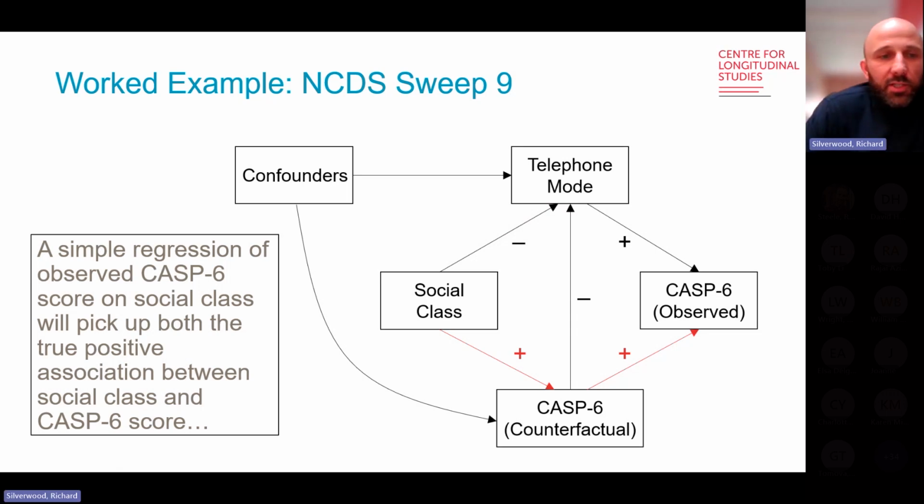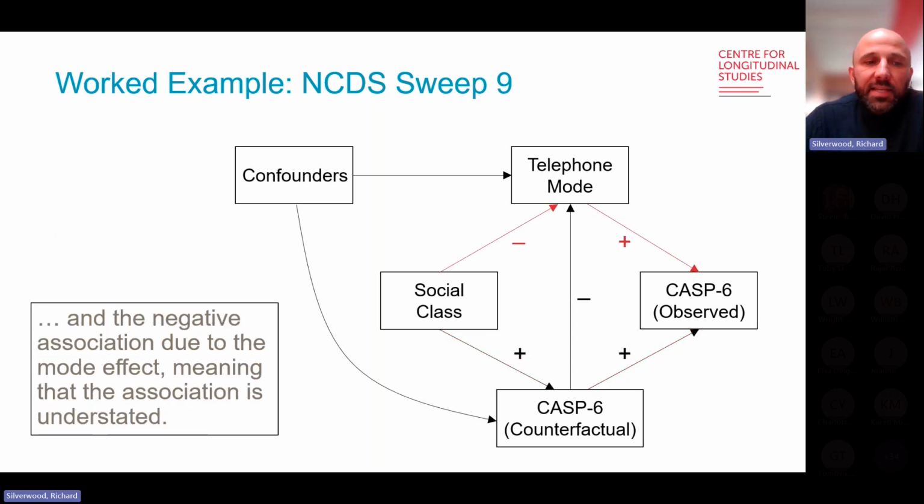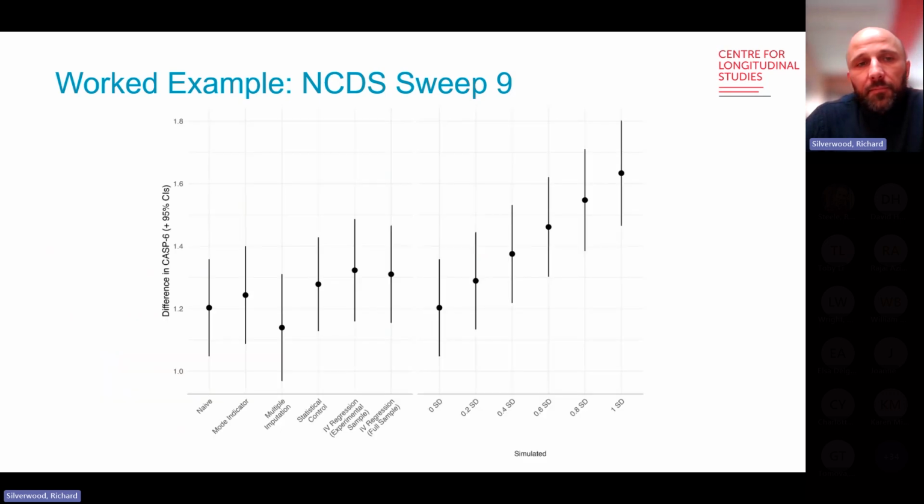So this is a situation that we've already looked at before, really. A simple regression of the observed CASP-6 score on social class will pick up both the true positive association between social class and quality of life, highlighted by the combination of red paths here, but also this negative association due to the mode effect. And so the estimated effect would be underestimated or understated. So this is the selection of different analyses we've conducted to try and address this. I'll go through each of them in turn.